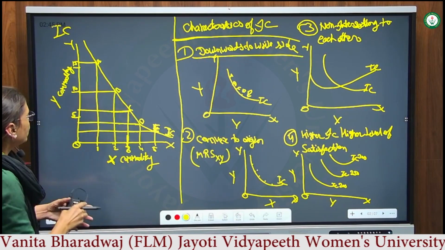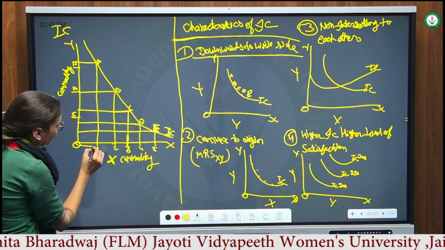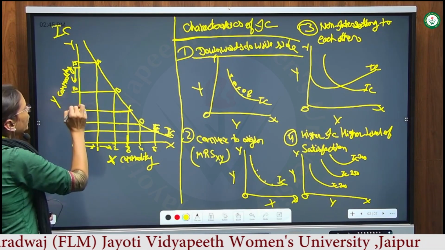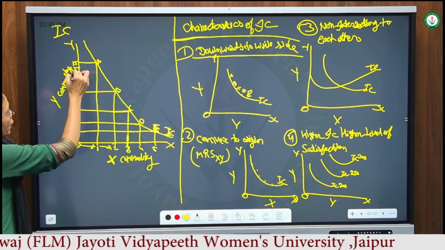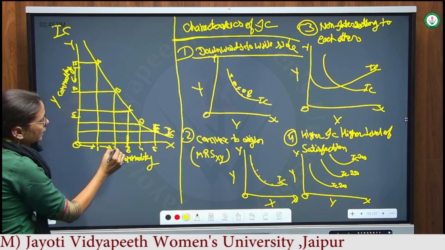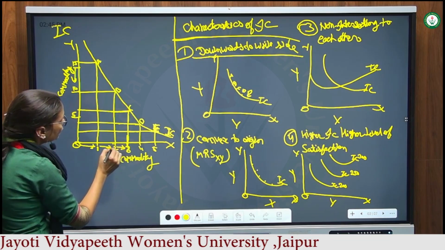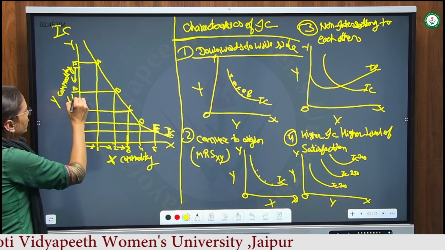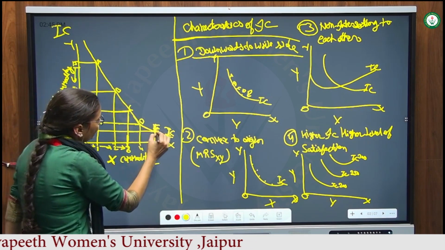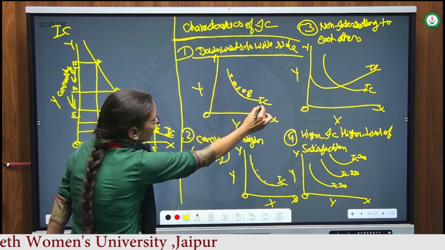Same in this situation, when we increase from 1 unit to 2 units, we have to reduce from 15 units to 10 units, reducing the units of the other commodity. If we increase the X units, we have to reduce Y commodities. That's why the indifference curve is always downward sloping to the right side.